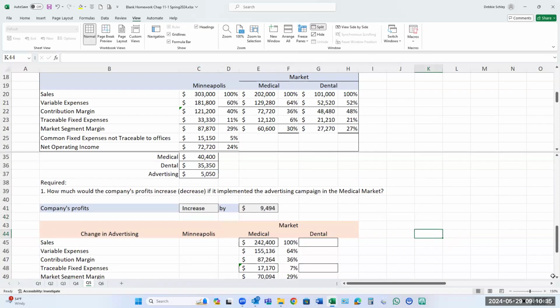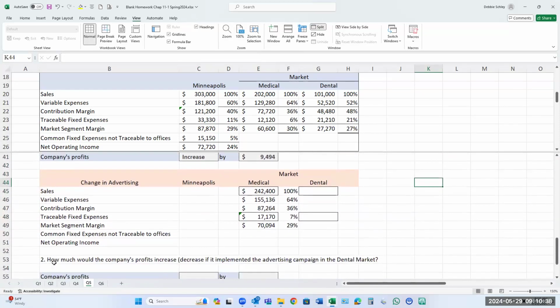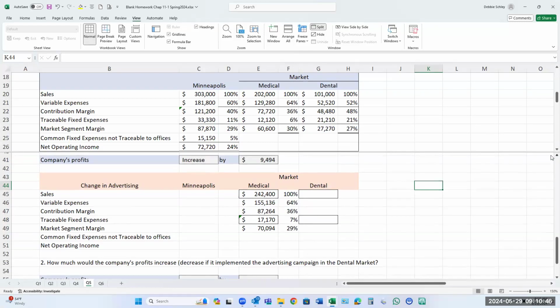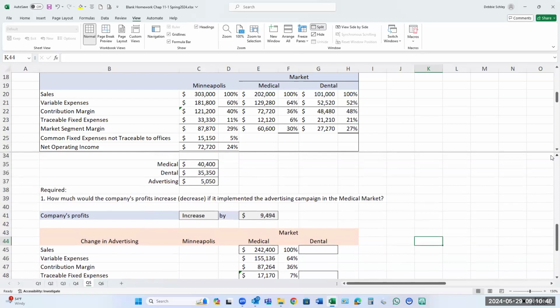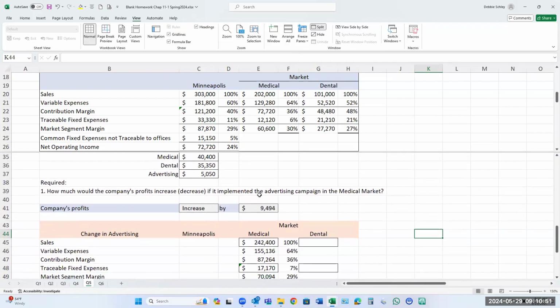Right, so required, let's see, required: how much would the company's profit increase or decrease if it implemented the advertising campaign in the dental market. So I'm going to do all of those same calculations, only using the information they gave me about the change in the dental market. So it told me that the dental market would increase sales by that much plus the original sales. And again, this is 100% always. And so those three ratios stay the same.